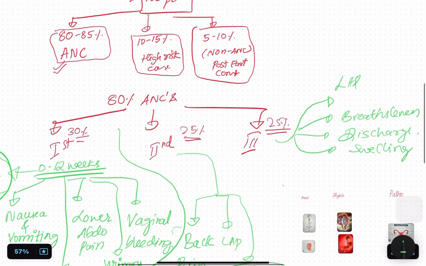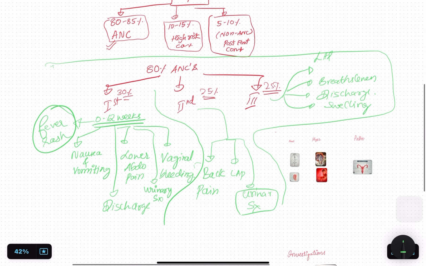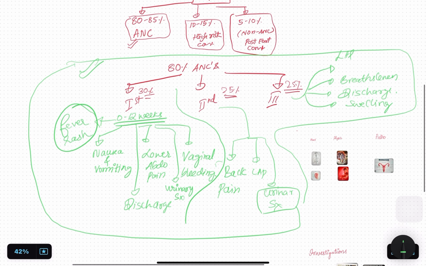Got it? So now 80% of ANC cases, how do the patients present? So there is nothing to worry. So this is done. Now let's focus on this part.